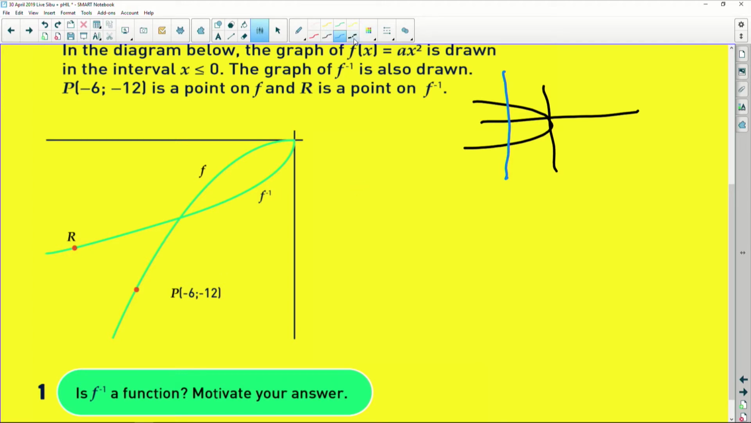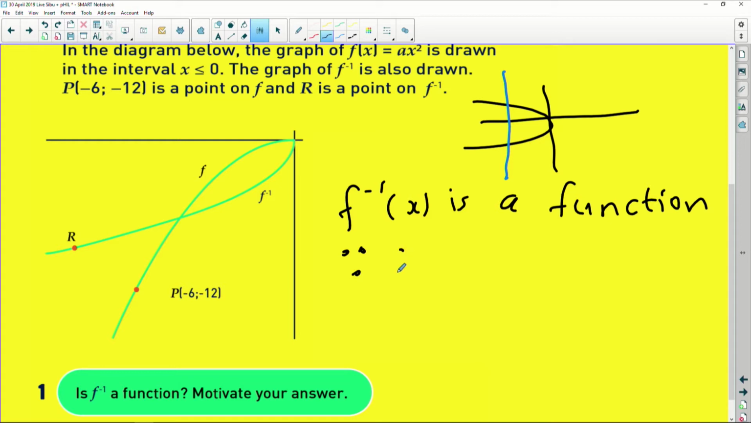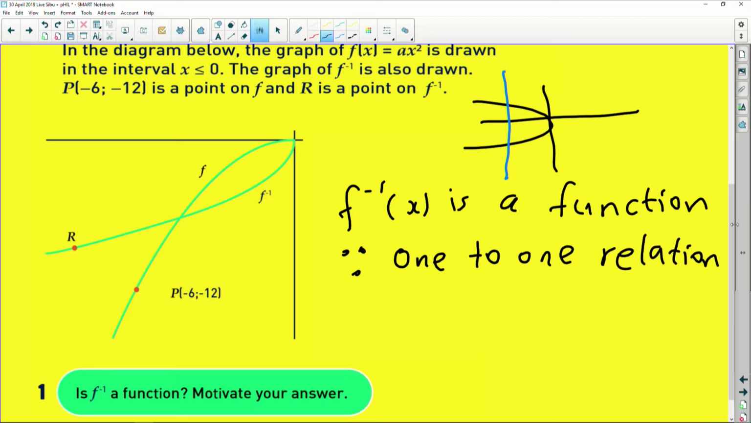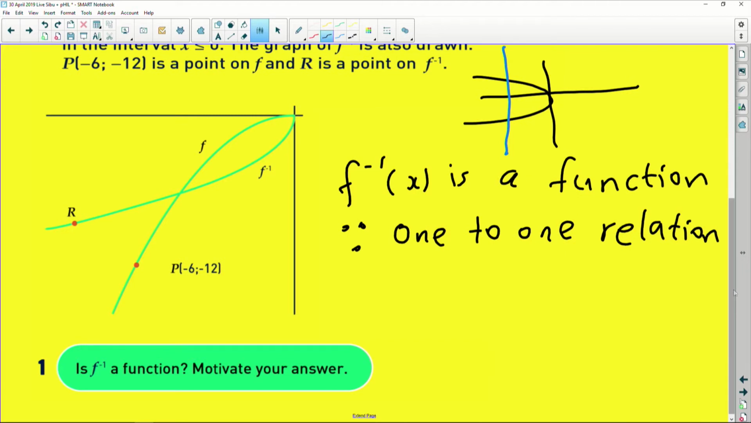So the answer to this question is simply yes, f of x. The inverse graph is a function, and the reason for this is because it is a one-to-one relation. Very important thing to keep in mind. We're now going to go to the second part of this question.